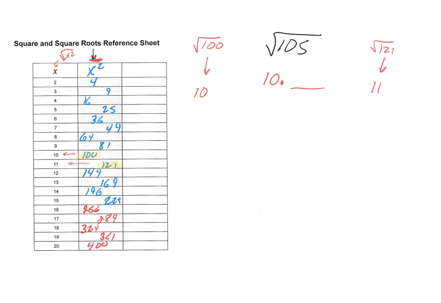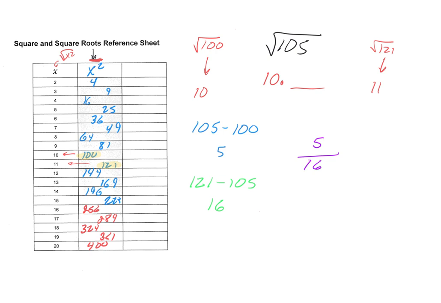Once we do this, we take the number that we're trying to find and we subtract the perfect square that's less than it. So 105 minus 100 is 5. And then we take the other one, 121, and we subtract 105 from that, which gives me 16. And when we do this, it's now going to give me my fraction that's going to help me come up with our approximation. So it's 5 over 16.